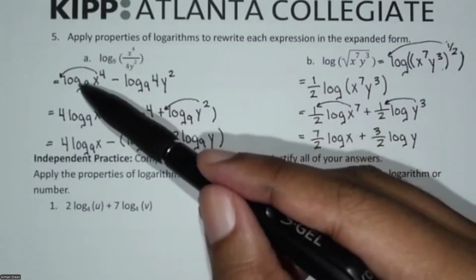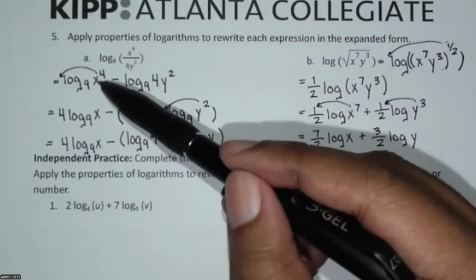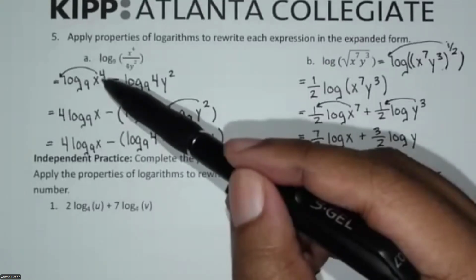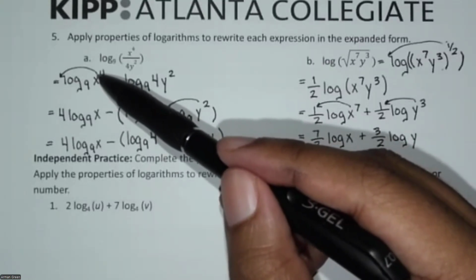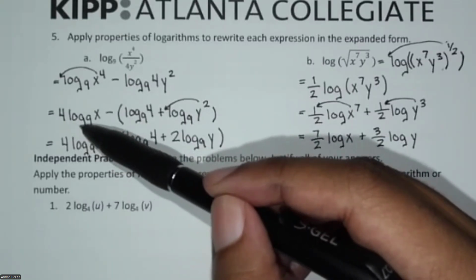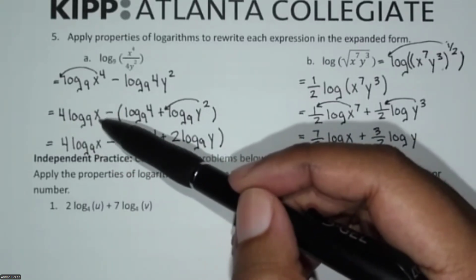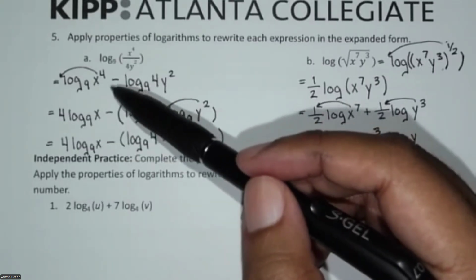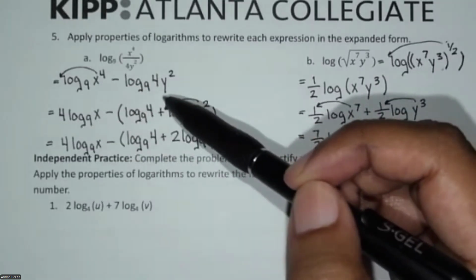Now, if I took a look at my first logarithm here, notice that we have an exponent of 4. So if we have an exponent, take that, move it to the front. So if I did that, we have 4 log with the base of 9 of x. That's it. We can't do anything more with that first part, so we're going to move on to the second one.